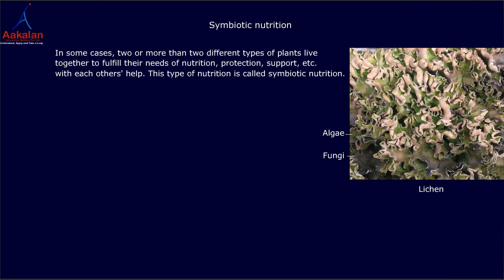Our next point is symbiotic nutrition. In some cases, two or more different types of plants live together to fulfill their needs of nutrition, protection, support, etc. with each other's help. This type of nutrition is called symbiotic nutrition.